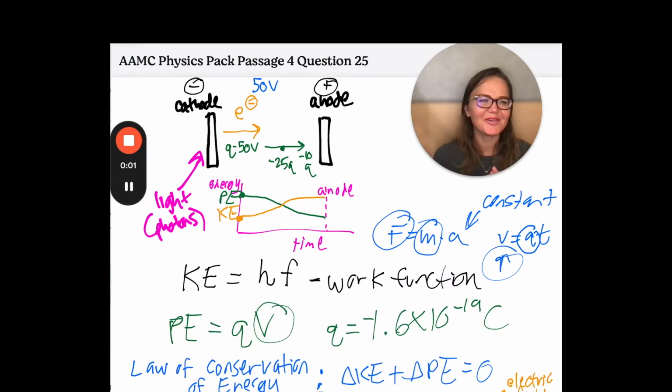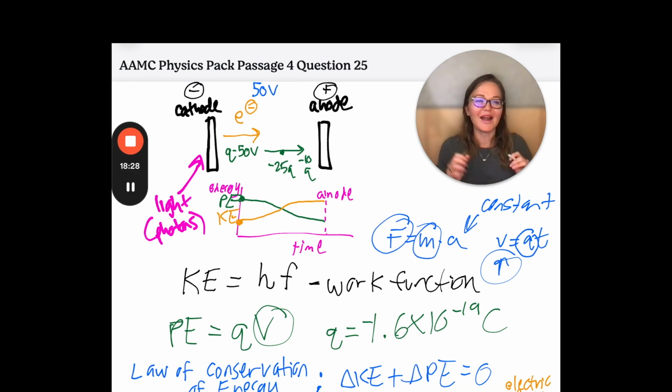And that's why the answer is that the final kinetic energy of the electron will be approximately equal to the initial potential energy of the electron. So I know that was a lot of information, but that's why this is such a wonderful question, because it reviews all of these different equations that are important to understand for the MCAT.